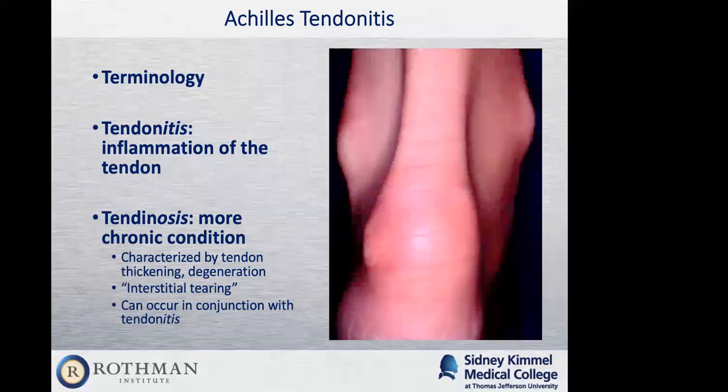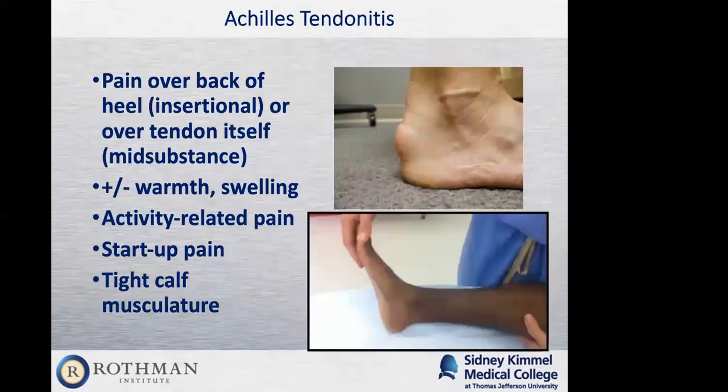And so when we refer to tendonitis, the itis is the inflammation of the tendon. You will also hear some physicians talk about tendinosis. Tendinosis refers to the more chronic manifestation of the tendonitis. Tendinosis just refers to basically a diseased tendon. And this is characterized by thickening of the tendon, degeneration. Again, that buzzword I talked about, interstitial tearing. And this can occur as a result of the tendonitis.